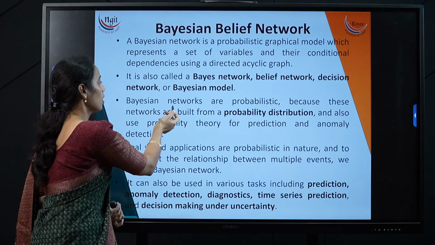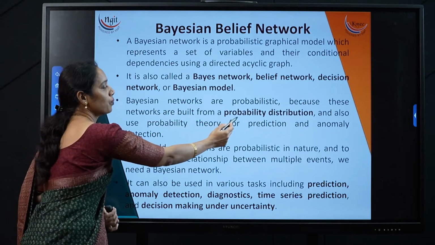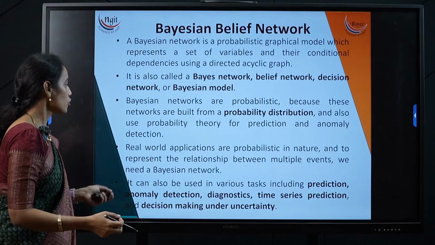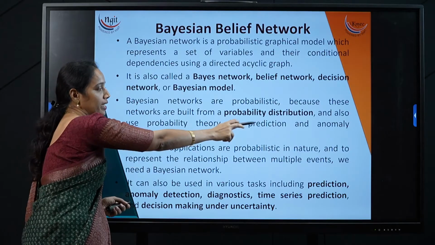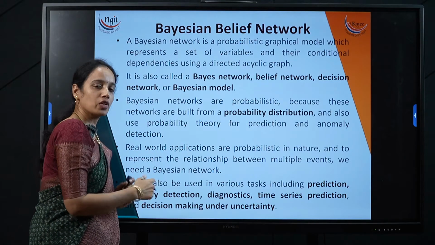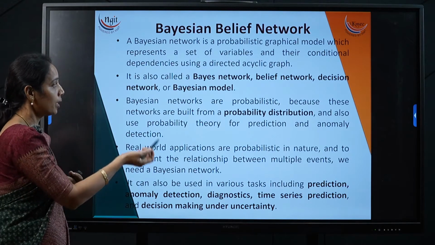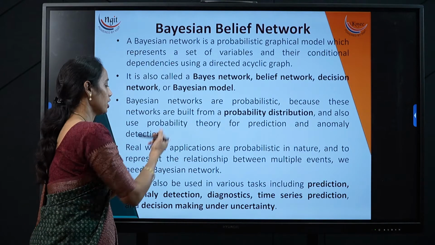And these networks are probabilistic. Why? Because these networks are built from a probability distribution and also use probability theory for prediction and anomaly detection. And coming to real world applications, we know that they are probabilistic in nature, and to represent the relationship between multiple events we need a Bayesian network.